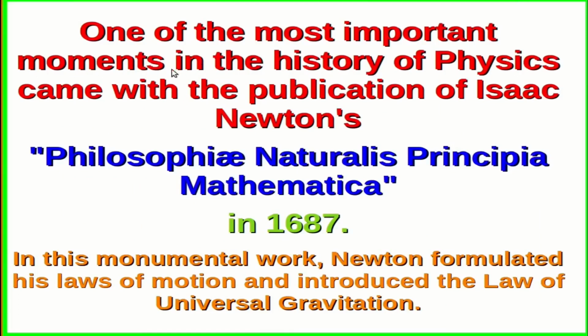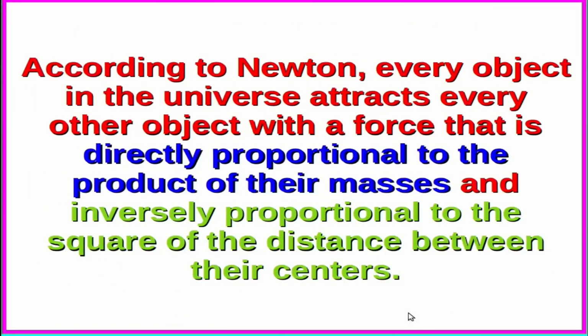One of the most important moments in the history of physics came with the publication of Isaac Newton's Philosophiae Naturalis Principia Mathematica in 1687. In his monumental work, Newton formulated his laws of motion and introduced the law of universal gravitation. According to him, every object in the universe attracts every other object with a force that is directly proportional to the product of their masses and inversely proportional to the square of the distance between their centers.